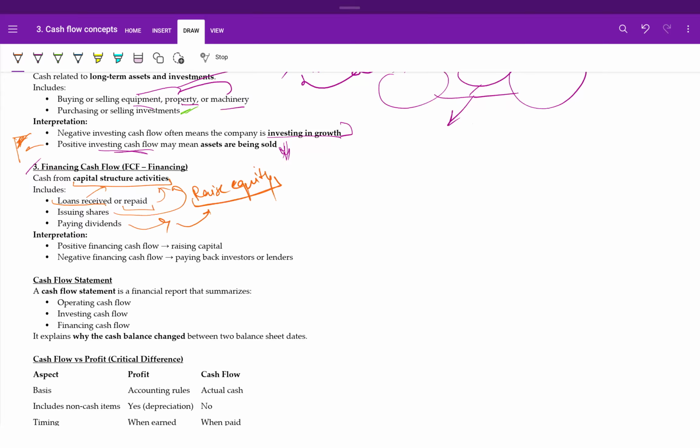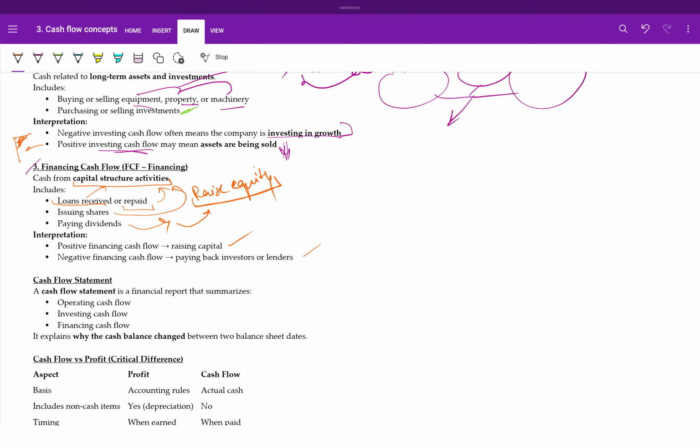The interpretation here is that positive financing cash flow represents raising capital, and negative cash flow represents that we are paying back the investors or the lenders. It can also mean a lot of other things, but the simple interpretation here is that net positive cash flow is about raising capital, and negative cash flow is about paying back the investors or lenders.